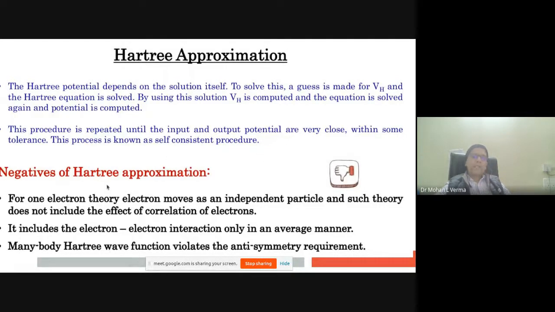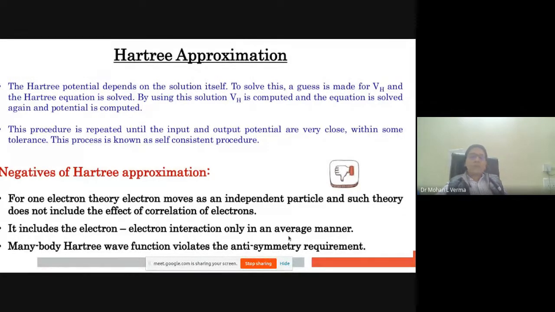And the negative of this: in one-electron theory, the electron moves as an independent particle, and such a theory does not include the effect of correlation of electrons. So the electron is taken as an independent particle, and the interaction between electrons is avoided. It includes the electron-electron interaction only in an average manner.